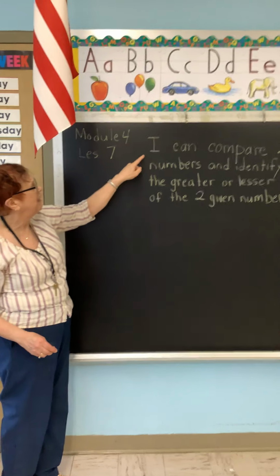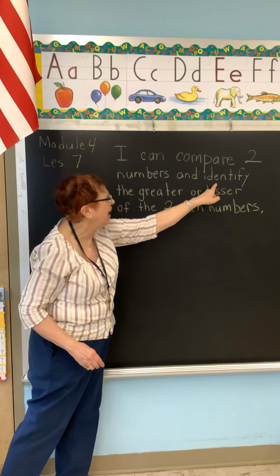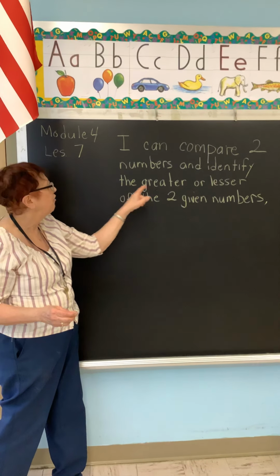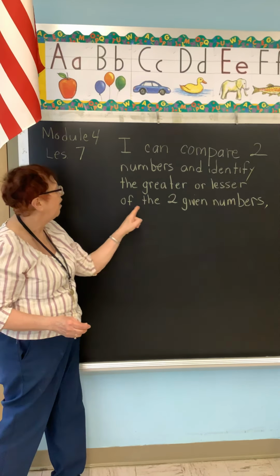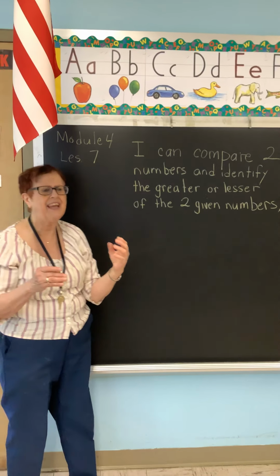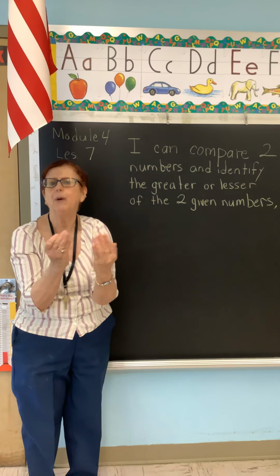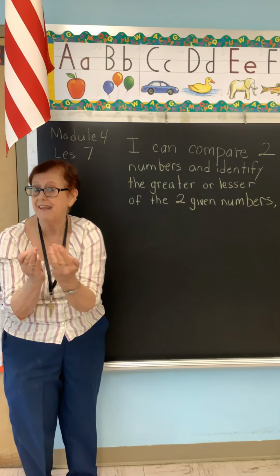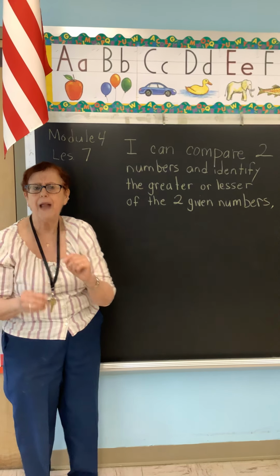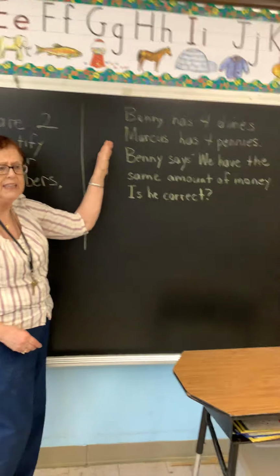Our learning goal says that I can compare two numbers and identify, which means tell, the greater or lesser of the two given numbers. I know that's a lot of words, and all they're saying is that when you see two numbers, you're able to tell which one is more than the other or which one is less than the other. So I thought we'd do that with a problem today, okay? So here's our problem over here.